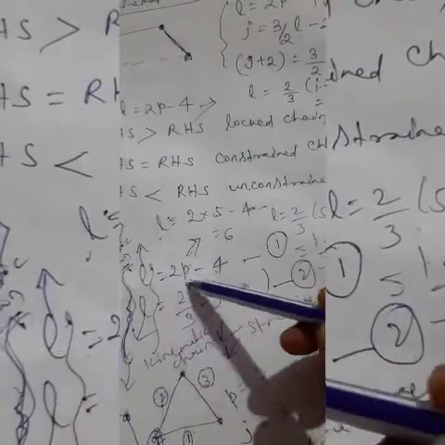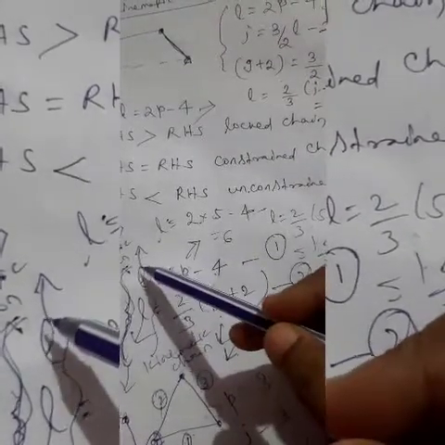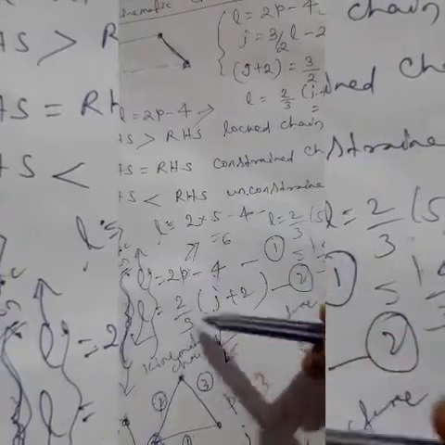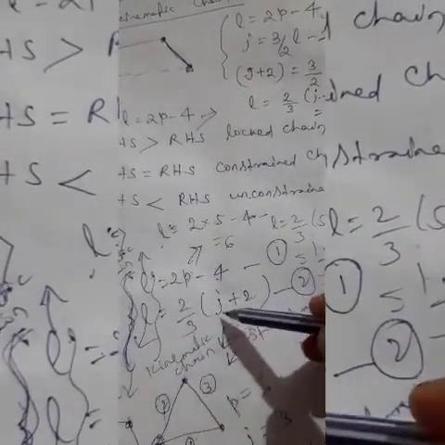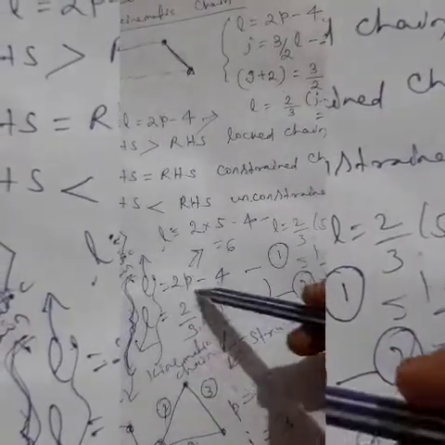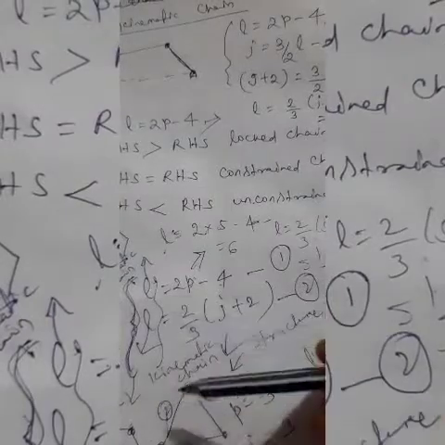First one is L equal to 2p minus 4, where L is the number of links and p is the total number of kinematic pairs. And here L is the number of links and j is the total number of binary joints. So it should mutually satisfy these two equations to become a kinematic chain.